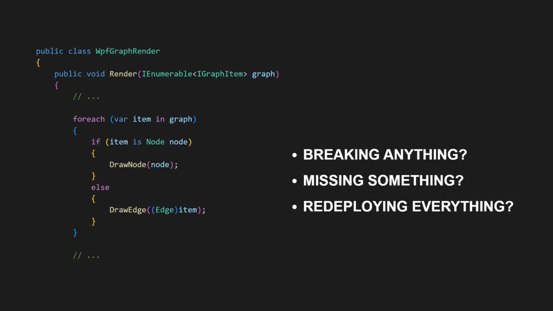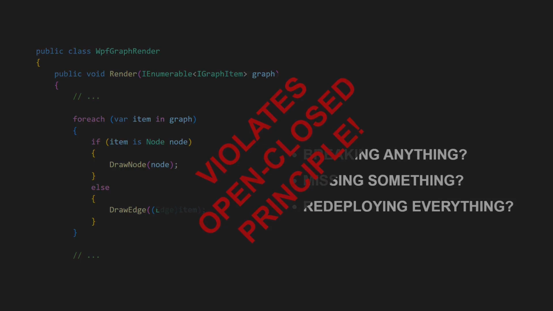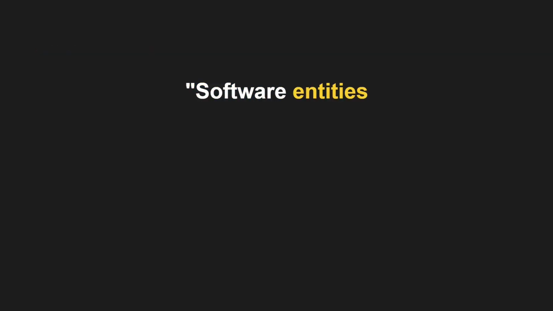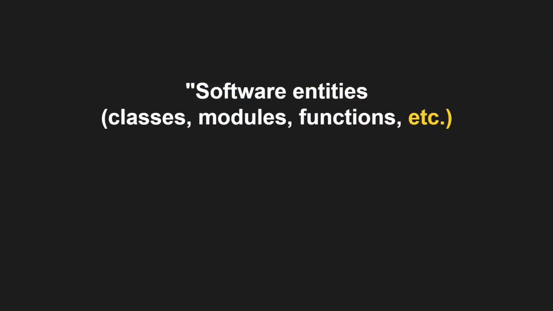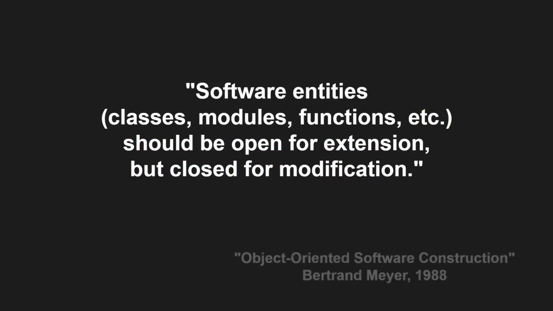The fundamental issue of this design is, it violates the open-closed principle, which states, software entities, classes, modules and functions should be open for extension but closed for modification. This means, it should be possible to extend the behavior of a software entity without modifying its existing source code, but by adding new source code.